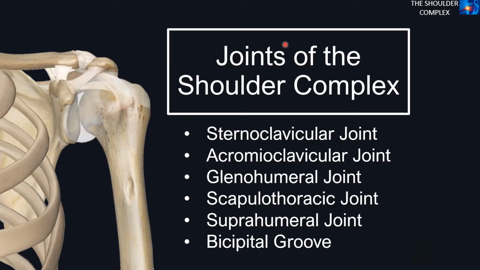We are done with the bones of the shoulder complex. Now let's proceed with the joints of the shoulder complex. As you can see, we have 1, 2, 3, 4, 5, 6. Yes, we have 6 joints composing the shoulder complex.